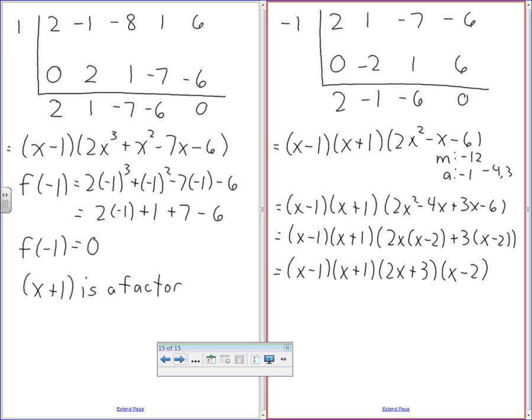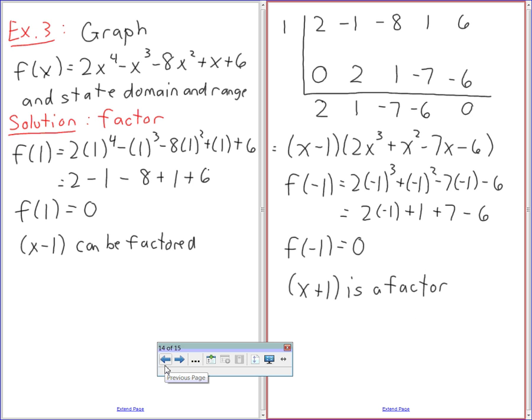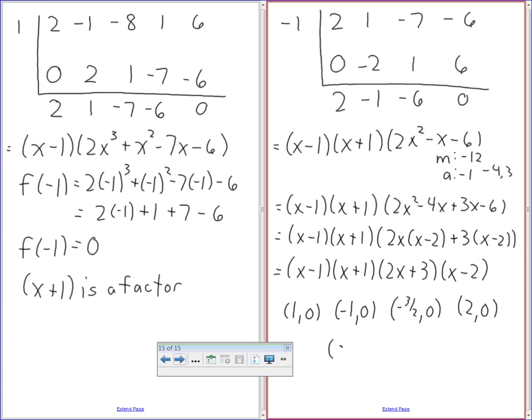Okay, so I'm going to say I have a root here at 1 and 0. I have a root here at negative 1 and 0. I have a root here at negative 3 over 2 and 0. And I have a root here at 2 and 0. I'm also going to go back to the beginning and get my y-intercept as 0 and 6. Sorry, I went quickly there, but I just went back to get the y-intercept. And we'll talk about end behavior as we graph it in a sec.